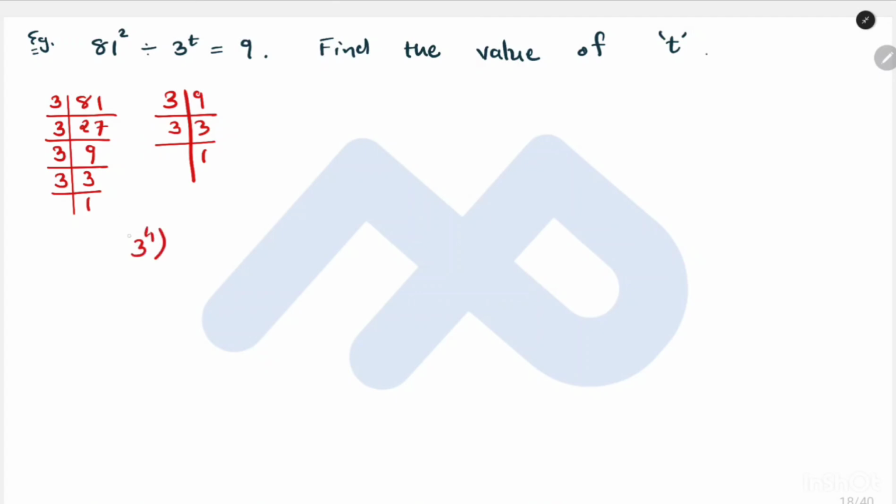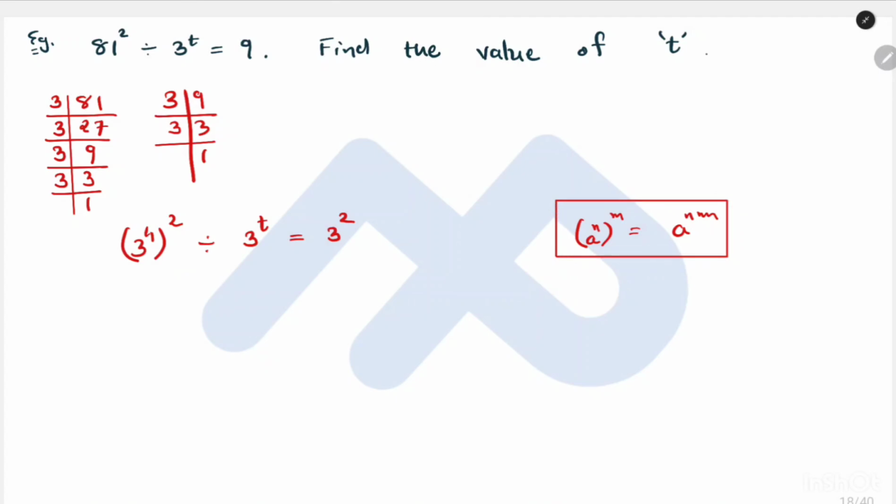3 to the power 4 whole power 2, because 81 to the power 2 is given, divided by 3 to the power t is equal to 3 to the power 2. The motive of doing this is to find the value of t, I mean to solve the equation for t. Now, as we already know, powers will be multiplied. There's a rule like this: a raised to n to the power m can be written as a raised to nm. This is the index law I'm using here.